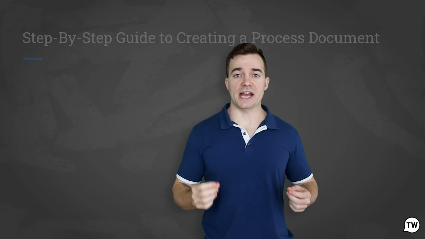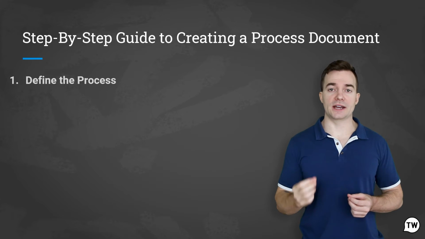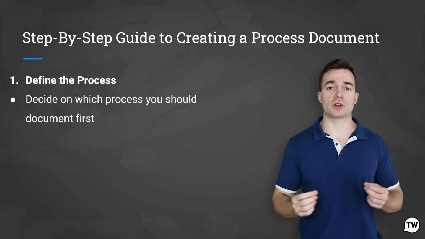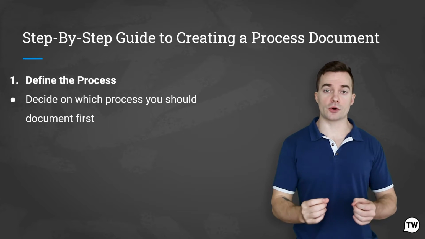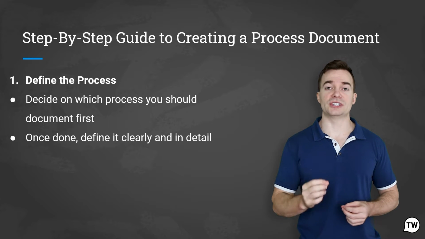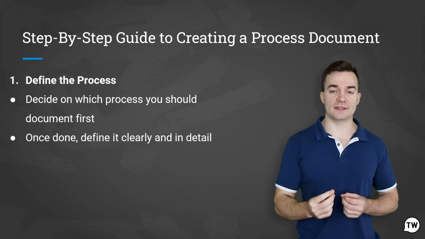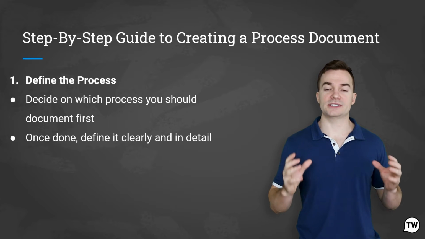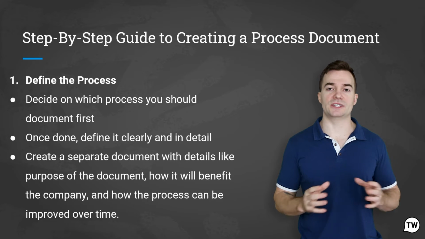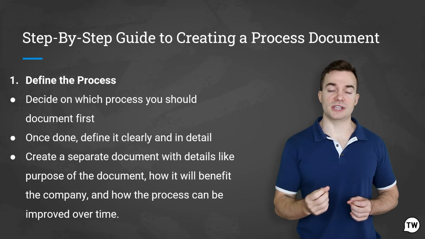It's essential to know the steps for creating or writing a process document. The first step is to define the process. Before you begin to develop documents, decide on which process you should document first as a priority. Once you've done that, define it clearly and with as much detail as you can. Include the purpose of the document, how it will benefit the company, and how the process itself can be improved over time. Then create a separate document with these details in it for guidance during the primary business process documentation.